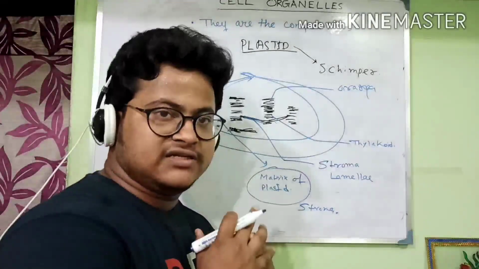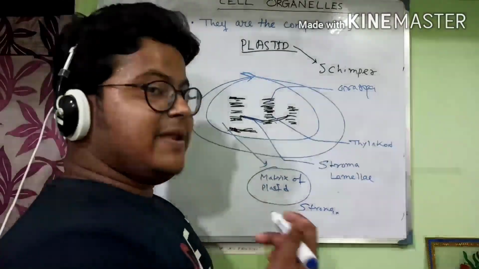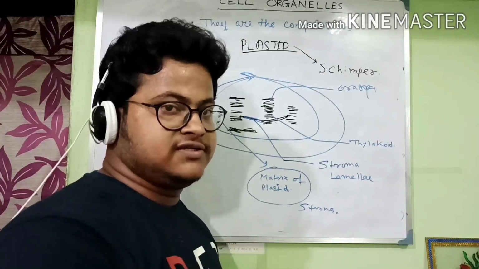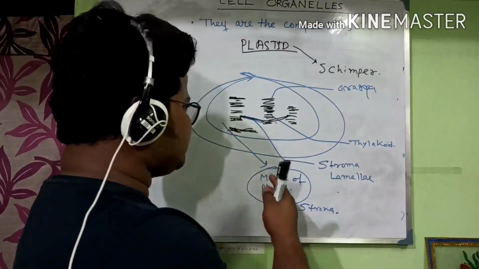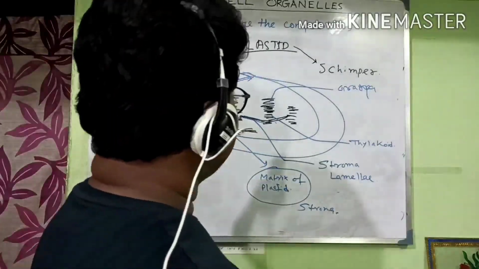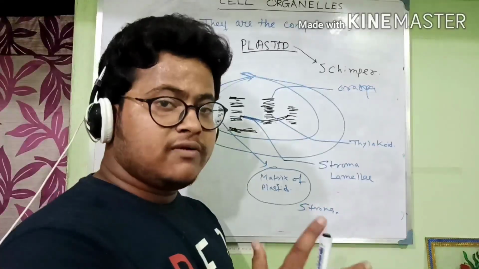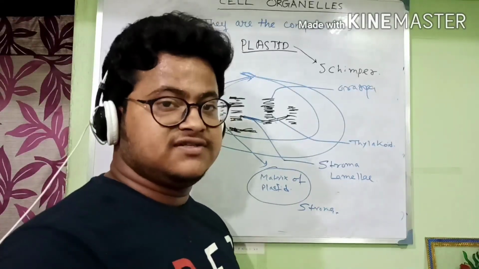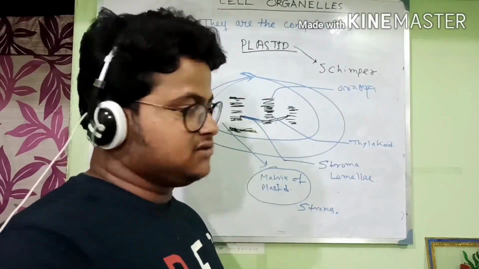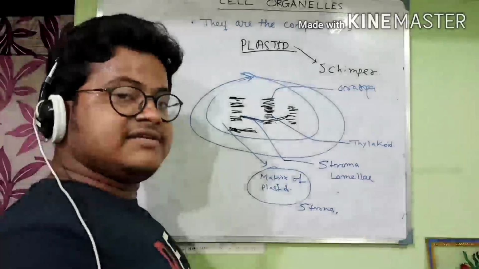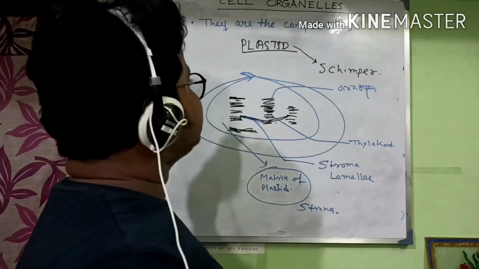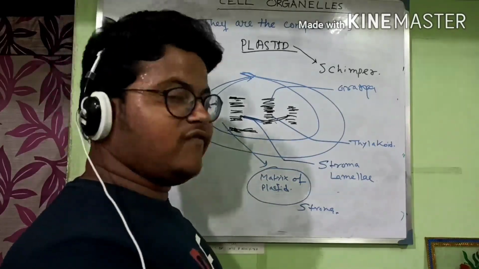What is the job of plastid? We have to know. The job of plastid is they help in photosynthesis. Also, they are used as a storage organelle. They can save some storage products. But the main job of the plastid is to do photosynthesis. Plastid is present in any green plant, but not present in humans or animals.